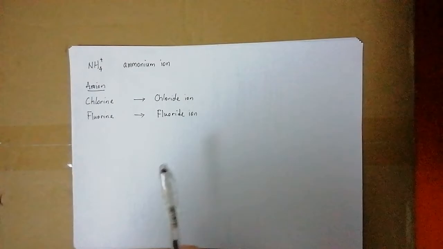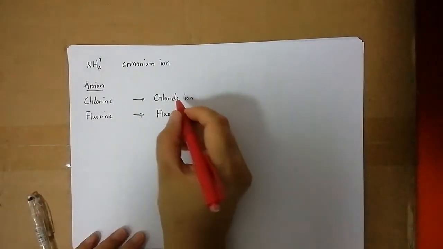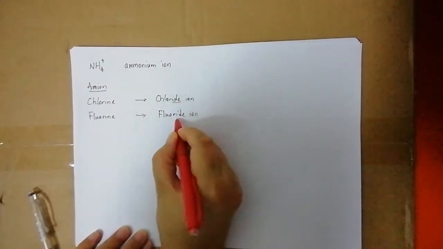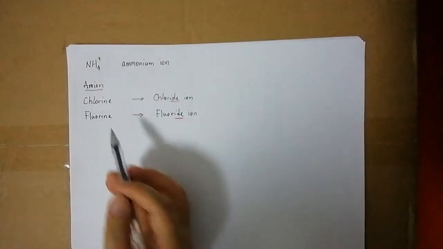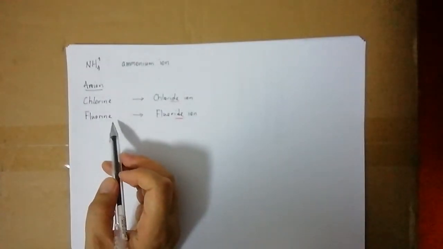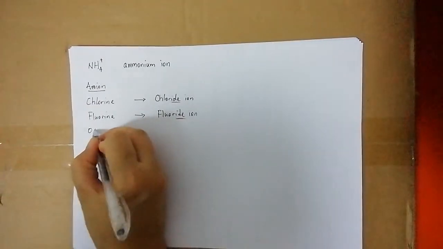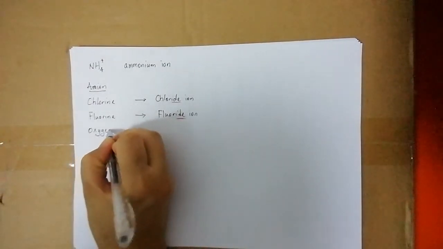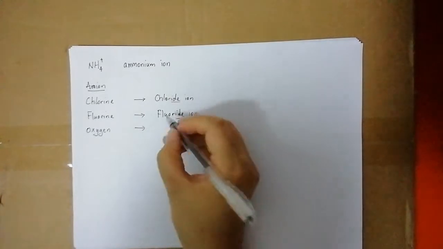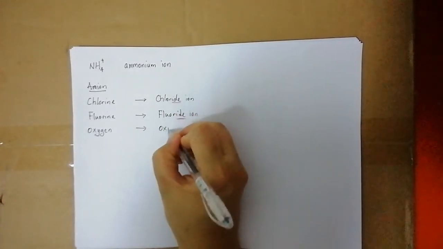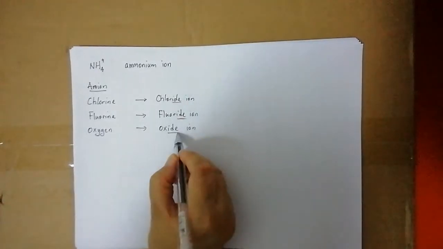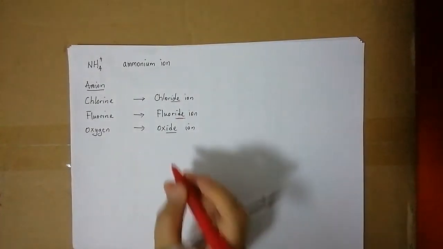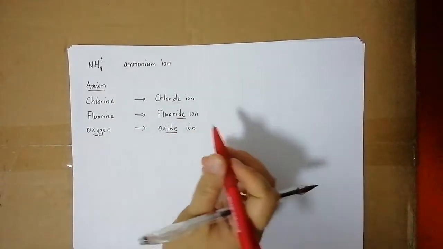So you can see here, all of them have changed to the ending of IDE instead of INE. Same goes to oxygen. It will form oxide ion. So it has formed the IDE at the end there.